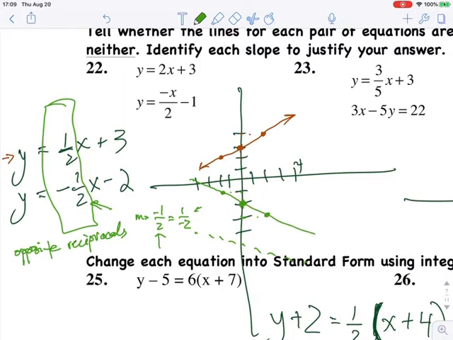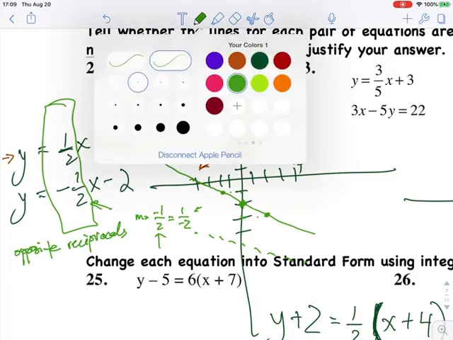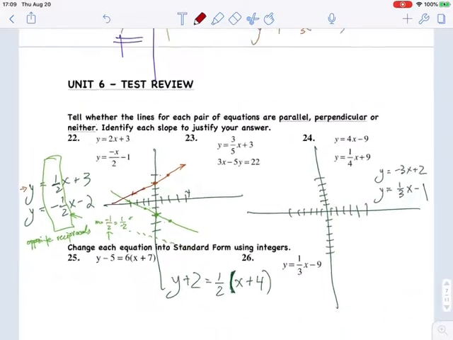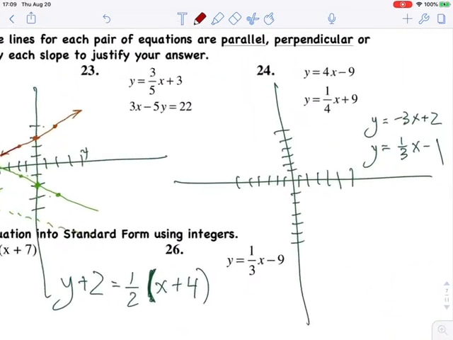These lines are not perpendicular. Okay, they are not. No way that's a 90-degree angle. If you need to tilt your head and look at the screen, go for it. It's not perpendicular. So those are neither.